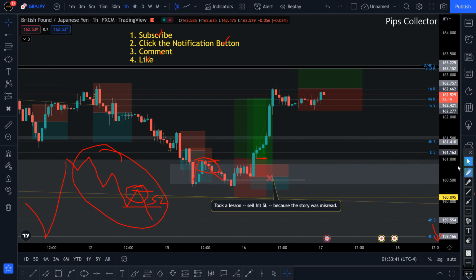For today, I'm looking at taking buys on the break of this high, stop loss here. That is scenario one for price to go up. So this will be my scenario one.